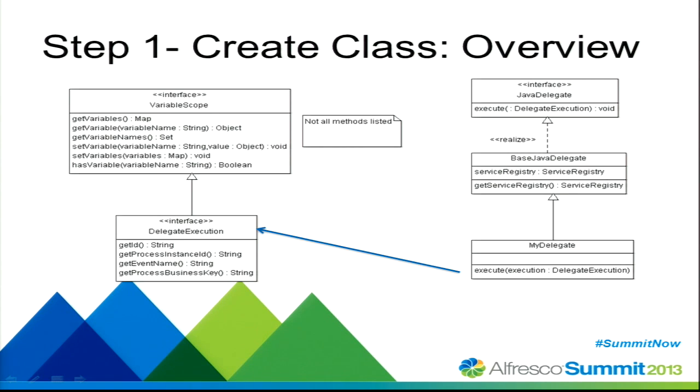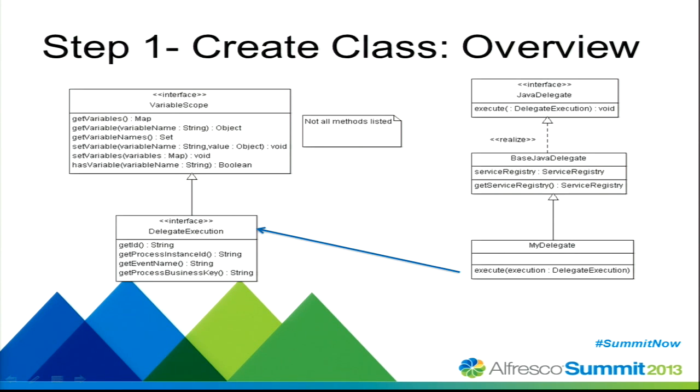And you can see there actually is a helper class in Alfresco called BaseJavaDelegate. And it implements the JavaDelegate from Activiti. The nice thing about the BaseJavaDelegate, if you see here, is that it provides you with the service registry. It's already got a reference to the service registry. You just need to call getServiceRegistry and you have it. The main thing for custom code is that you're going to override the execute method.